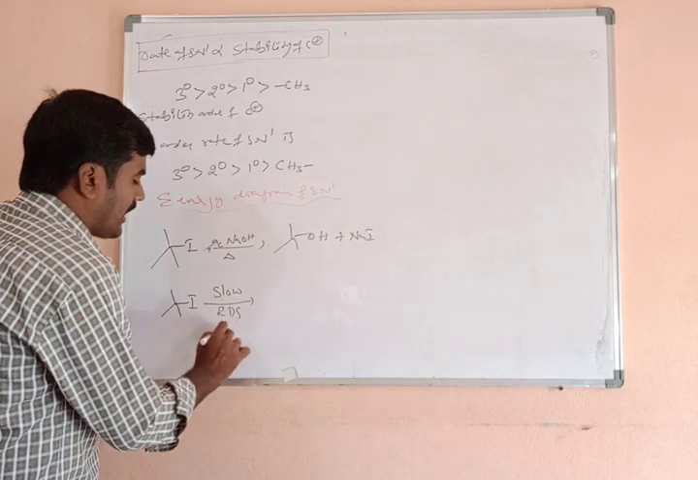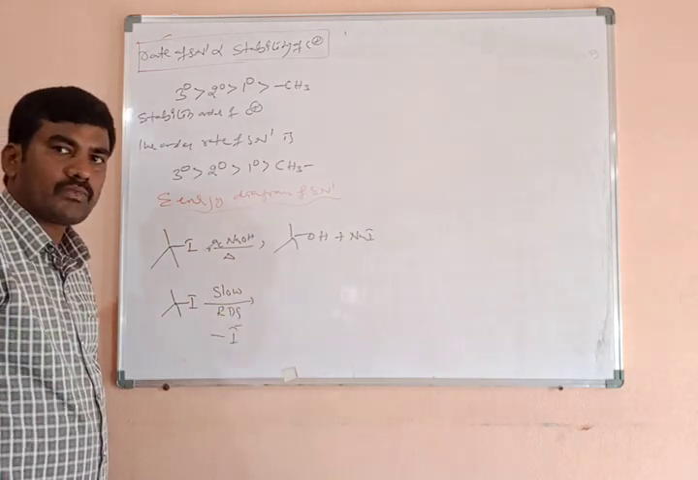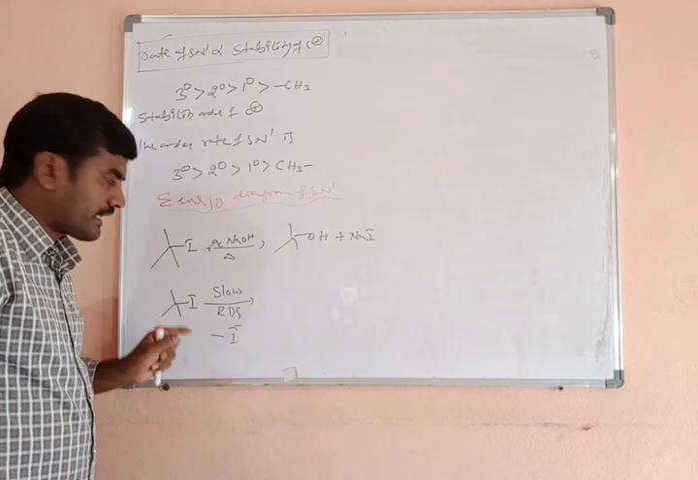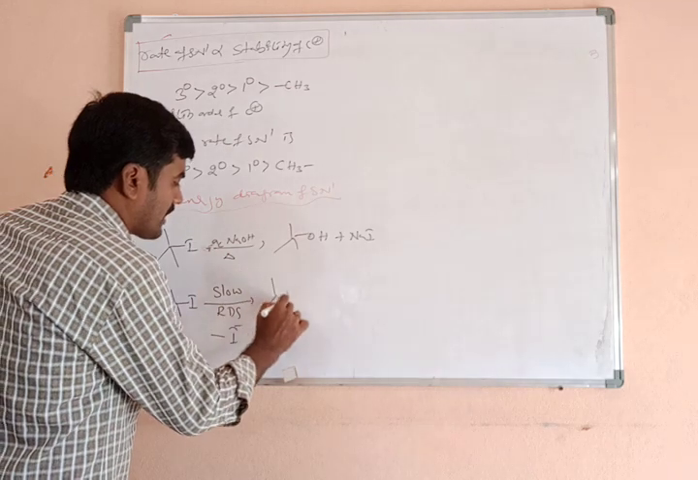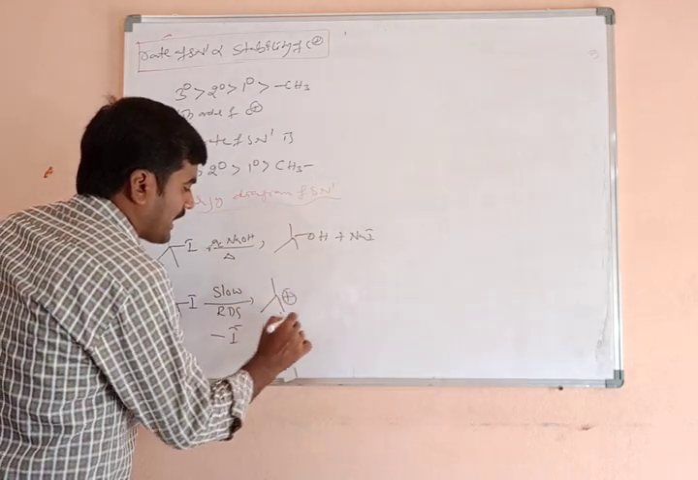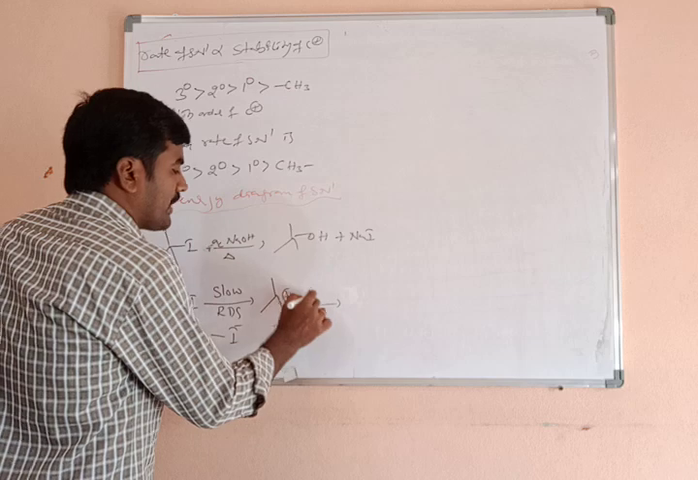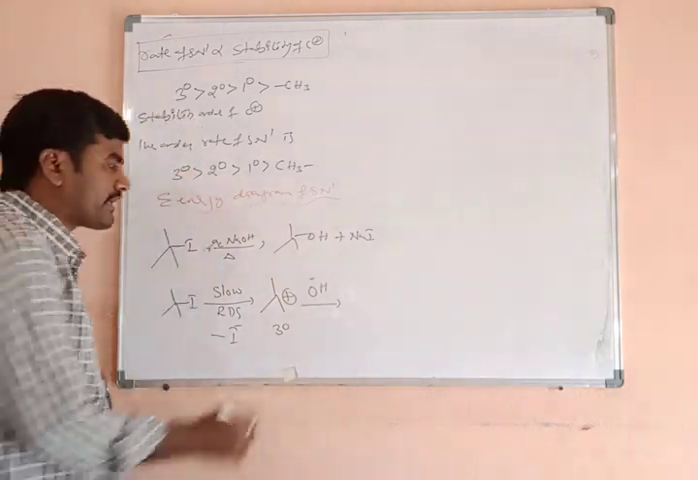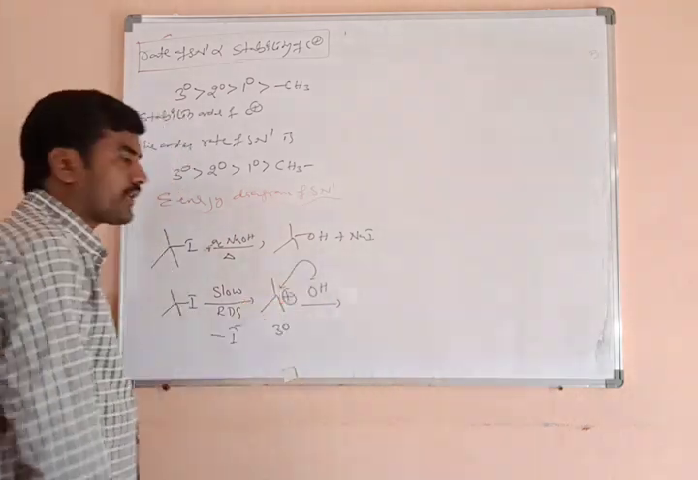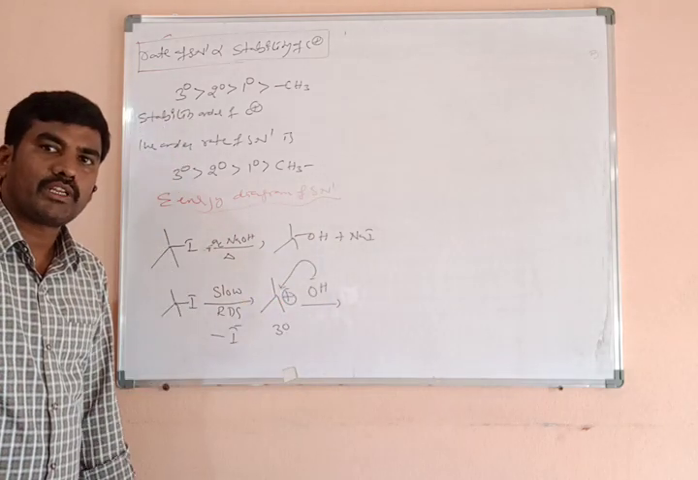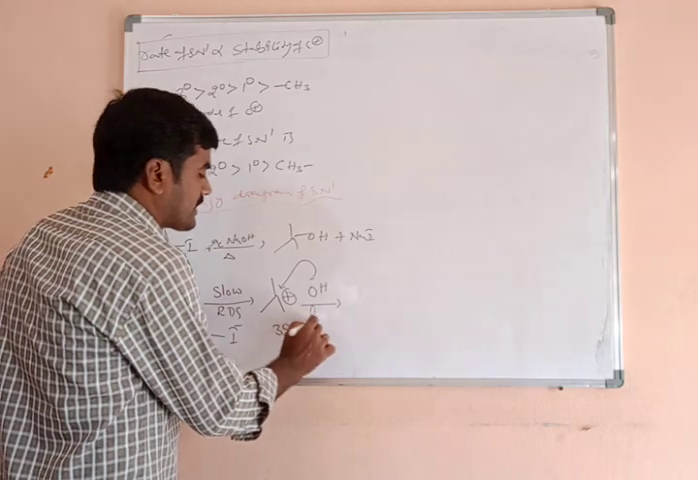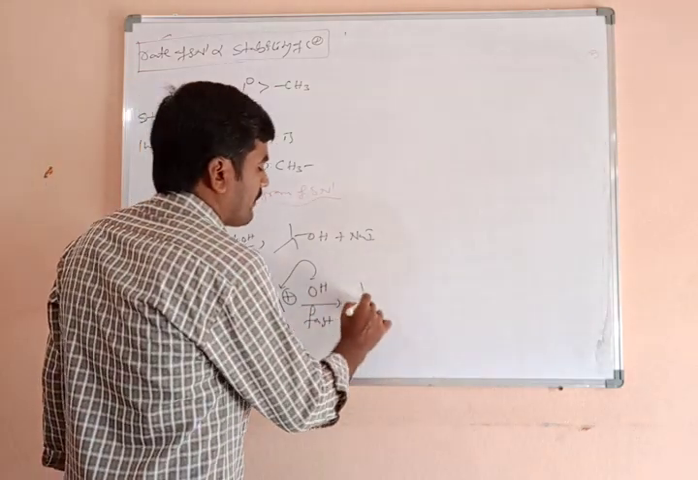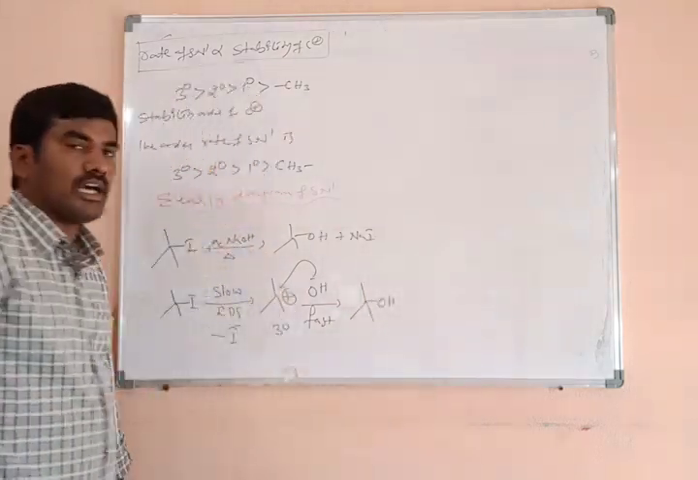In this step, the iodide ion is kicked out. We will get the carbocation here. Which carbocation? A 3-degree carbocation. In the next step, the OH minus nucleophile, which is obtained from the dissociation of sodium hydroxide, attacks the carbocation from either side of the plane of the carbocation. So it is the fastest step. We will get the final product, tertiary butyl alcohol.